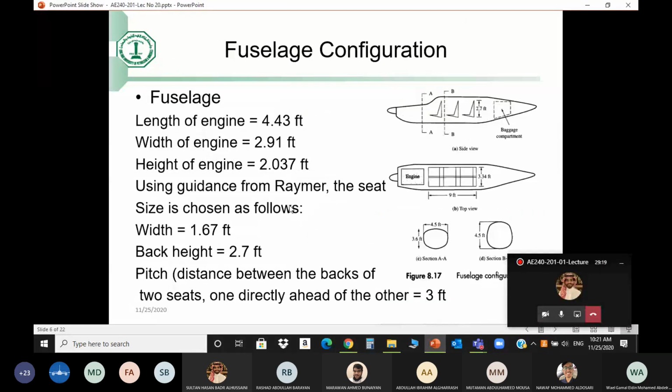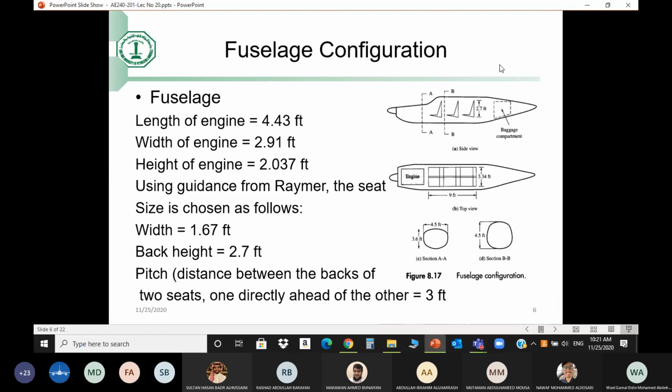Okay. The second part that we will move on to is the fuselage. We want to convert the constraints that we have in the problem, the number of passengers, the engine, the baggage, into dimensions of the fuselage. How long it's going to be, how high it's going to be, what would be the height, what would be the width of the fuselage. This is the question that we want to answer.